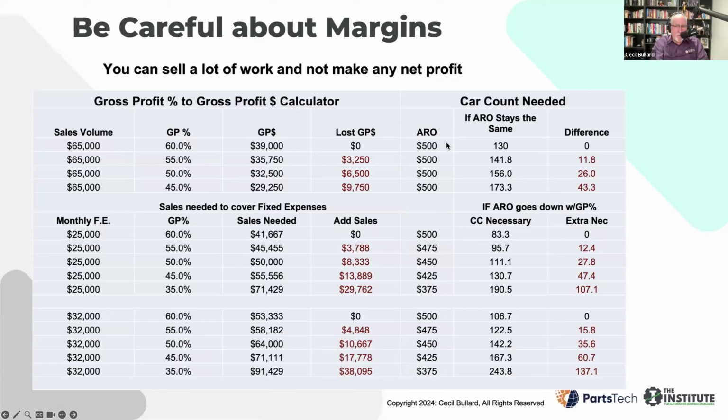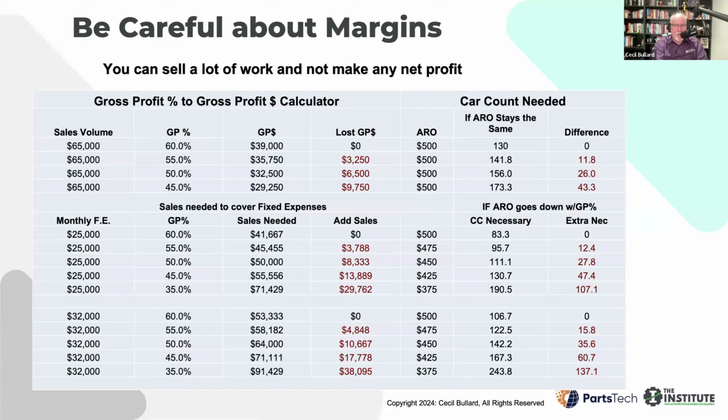So I have a $500 average repair order. That means I need 130 cars. So assuming that I lower my margin because I'm not paying attention or I'm not using a matrix or I'm getting emotional, down to 50% on that same 65,000, now I've got 32,500. I'm $6,500 short to pay my bills and leave money. And if I have a $500 average repair order, it means that I need 156 cars to do the same business. And so I need 26 more cars.